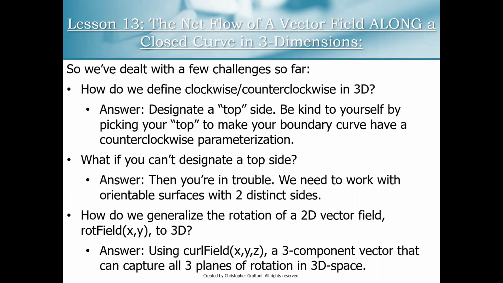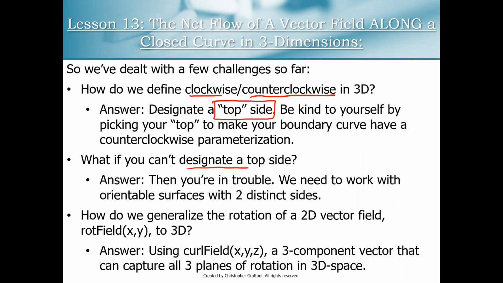All right, so we've run into a few challenges so far. So let me summarize all those challenges and how we've dealt with them, and then that will lead us into Stokes Theorem. So first of all, talking about flow along a closed curve in three-dimensional space, the words clockwise and counterclockwise lose a little bit of their meaning unless we're able to designate a top side to our surface. And then our boundary curve, we could say if that's parameterized in the clockwise or the counterclockwise direction. So clockwise, counterclockwise, less meaningful in 3D. Our fix is designating a top side.